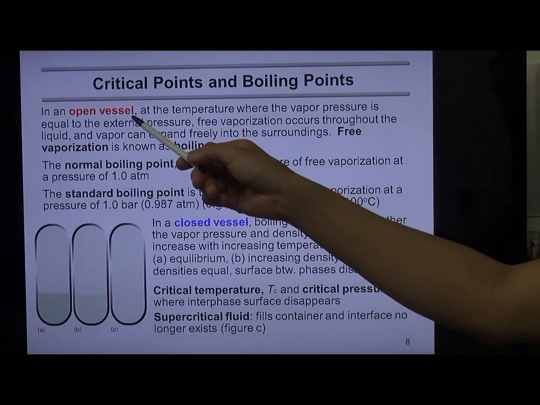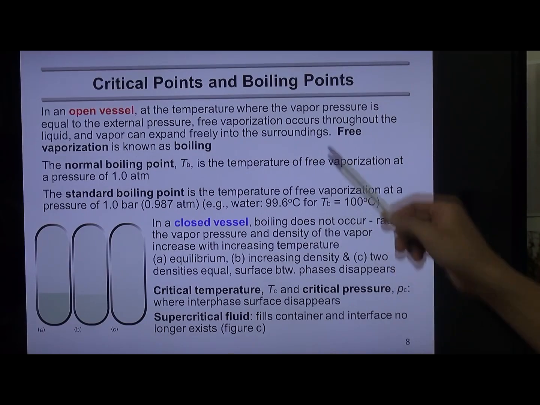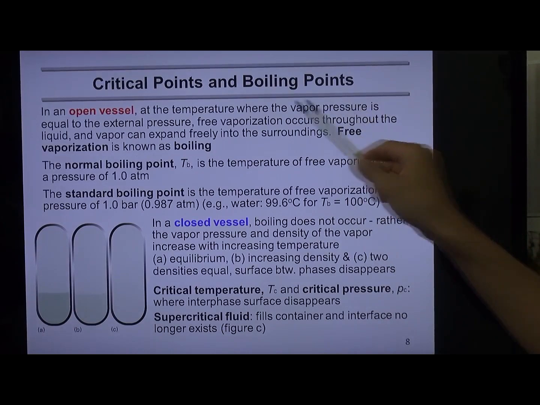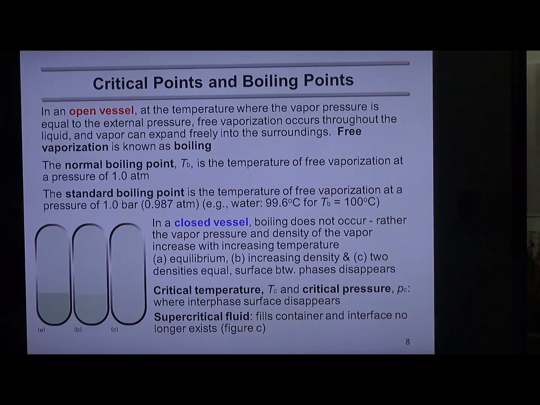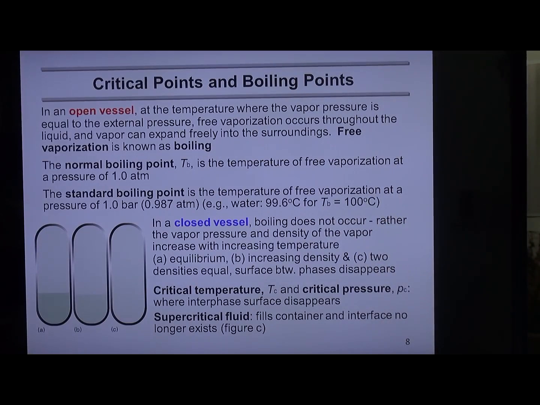For example, in an open vessel, if you heat a liquid sample, as we heat more and more, the temperature will rise, right? And when the vapor pressure of that material is equal to the external pressure or atmospheric pressure, then the material starts to boil, right? The temperature at which the material starts to boil is called the boiling temperature.